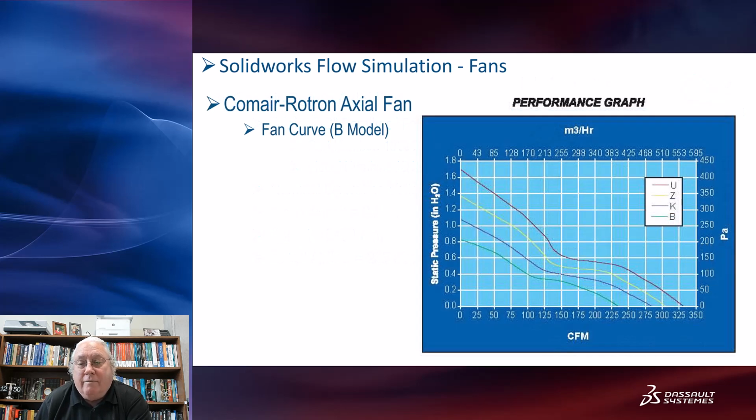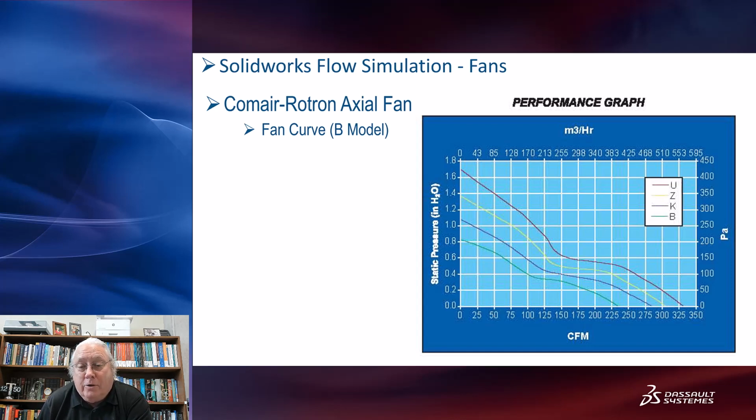And we've got flow rate on the x-axis, cubic feet per minute at the bottom, and then metric units at the top. The vertical axis is the static pressure that you're pushing against. And our curve, ours was this B model, so it must be this green one at the bottom. So you can see the 235 cubic feet per minute happens only when the static pressure you're pushing against is zero. So that'd be the case with the fans just sitting out in the open.